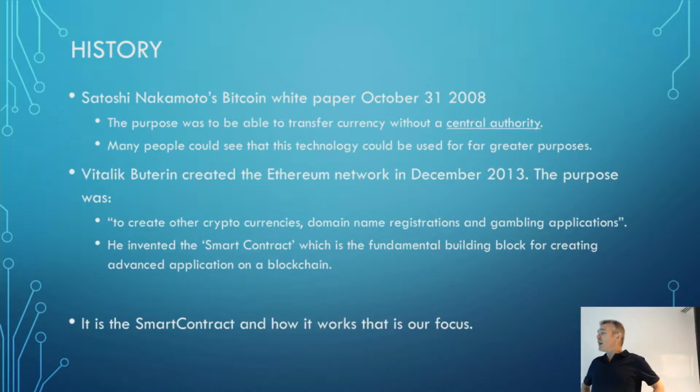Now, Vitalik Buterin created the Ethereum network in 2013. His purpose was to create something more generic, so people could use his network, Ethereum, to be able to create multiple currencies, not just Bitcoin, and to be able to use it for not just the transfer of cryptocurrency. He was the one that invented the smart contract, which is the main subject that we're going to go through tonight.